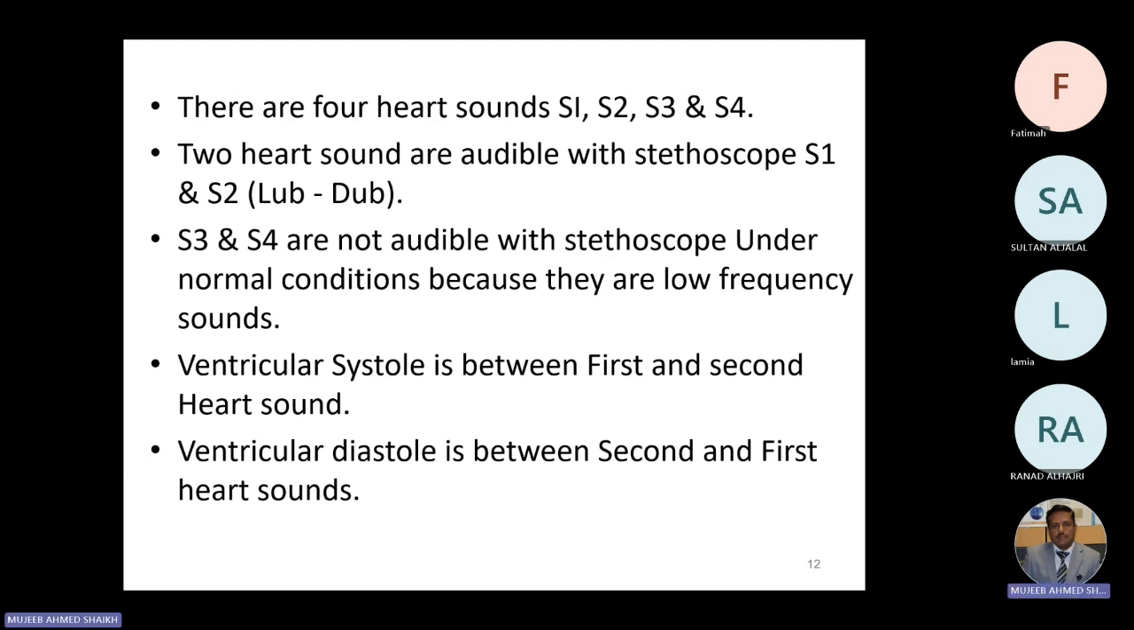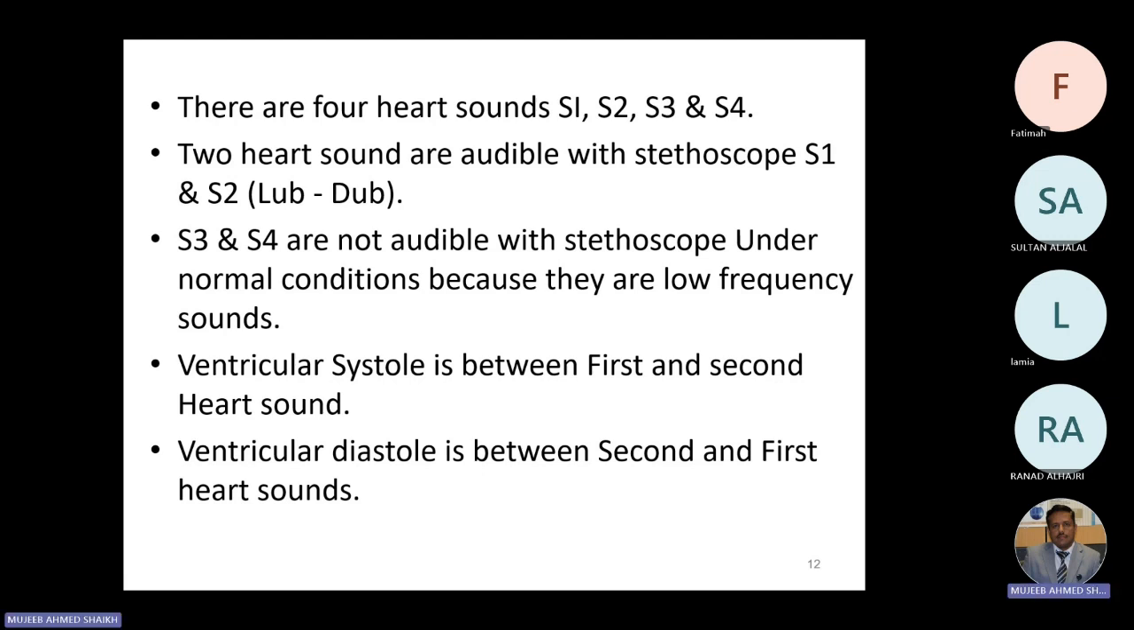Okay, based on the different events in the cardiac cycle, you might hear the sounds. These are called heart sounds. Basically, there are 4 heart sounds: S1, S2, S3, and S4. But normally, in a normal person and with the stethoscope, you can hear only S1 and S2, normal audible heart sounds, which are represented as lub and dup. S3 and S4 may be audible in certain abnormal conditions.